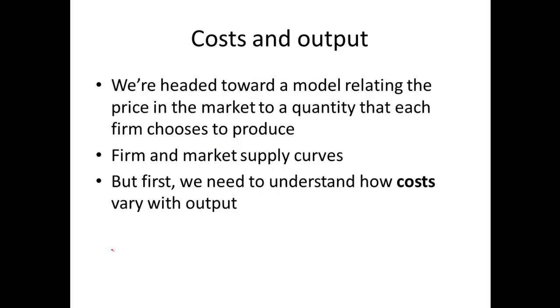The rest of this video is going to be about the relationship between costs and output. I want to talk a little bit about why we're having that discussion. We're headed toward a model that will relate the price in the market to the quantity that each firm chooses to produce. And this will actually culminate both in the firm supply curve and in the market supply curve.